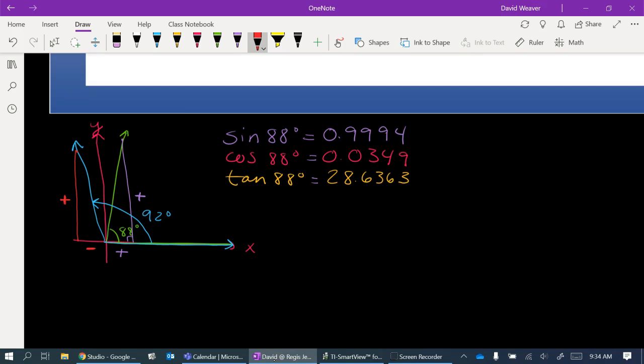So it should be the case that the tangent's going to be negative, since it's going to be a positive number divided by a negative number. The cosine's going to be negative, since it's going to be a negative divided by a positive number. But the sine should stay positive. So let's take a quick look at how these look for 92 degree angles.